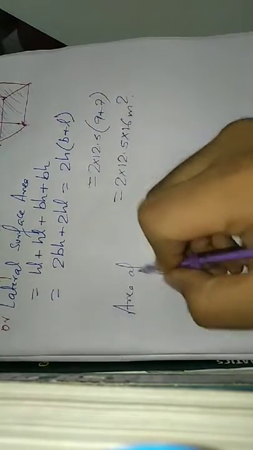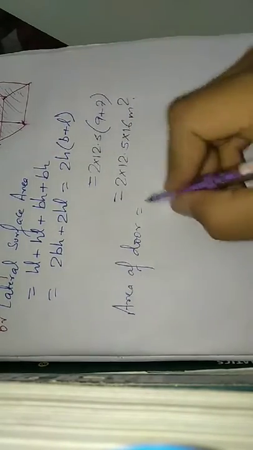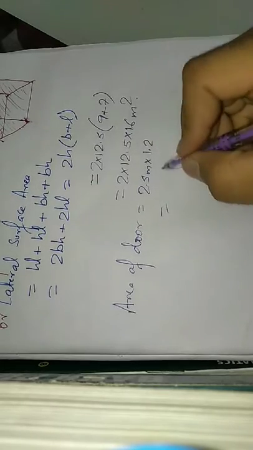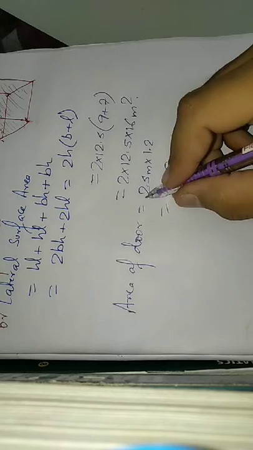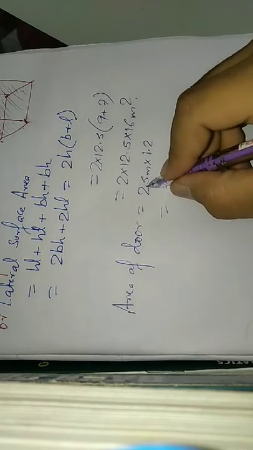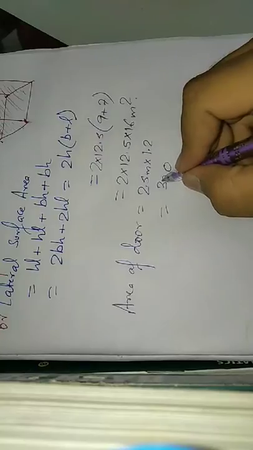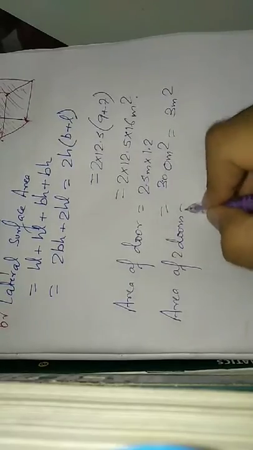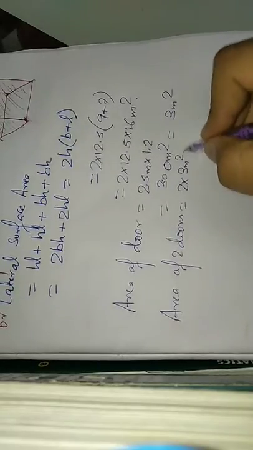So area of door, what about the door, is 2.5 meter into 1.2 meter. So let's forget the decimal. 12 into 25 it is. 12 5 is 60, 0 carry 6, 12 2 ja 24 and 6 30. After decimal 1, so after decimal total 2 numbers will be there. So it's 3 meter square. Area of 2 doors, this is area of 1 door, right? Area of 2 doors is equal to 2 into 3 meter square is equal to 6 meter square, right?